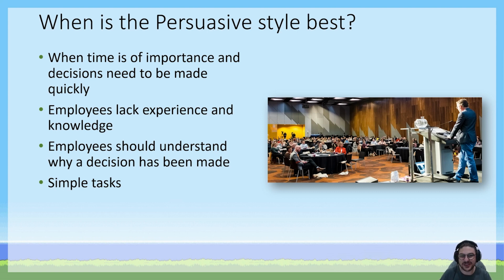Certainly, a persuasive style is best where employees don't have the skills or experience to be trusted to make effective decisions on their own, and their understanding is important. If employees should understand what's going on and why decisions have been made, then the persuasive management style is going to be more appropriate than an autocratic management style. Generally speaking, the persuasive management style is only going to be the most appropriate style where employees lack knowledge, employee understanding is necessary, and tasks are quite simple.